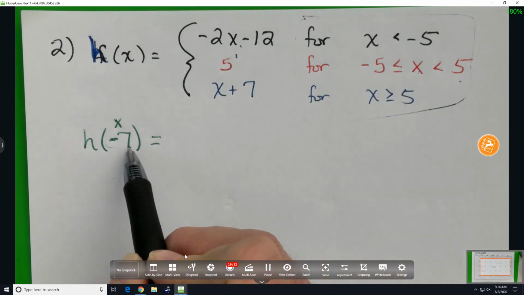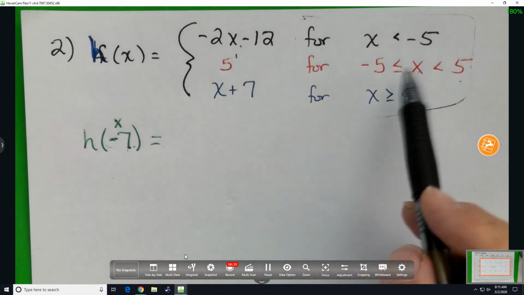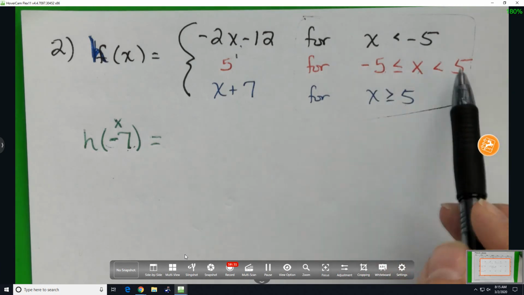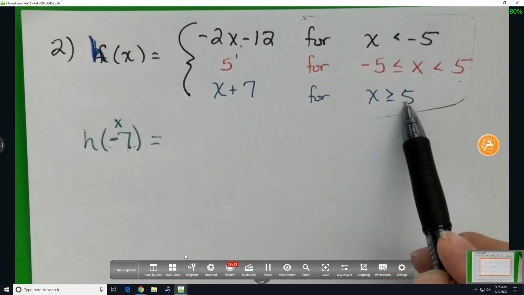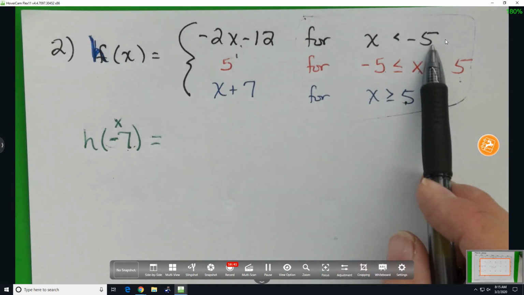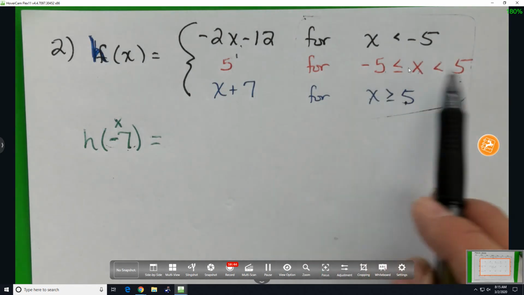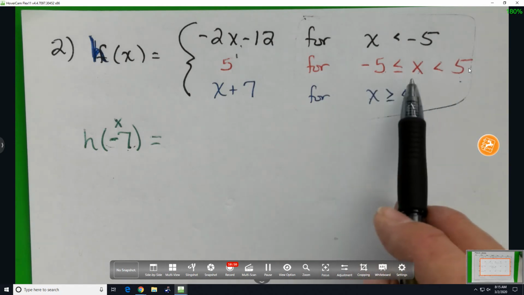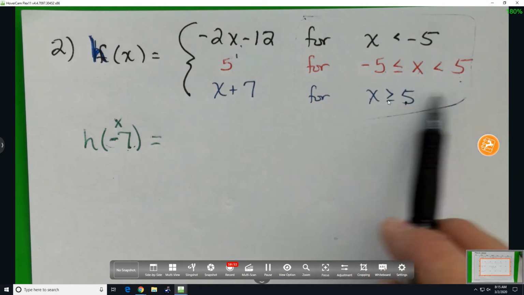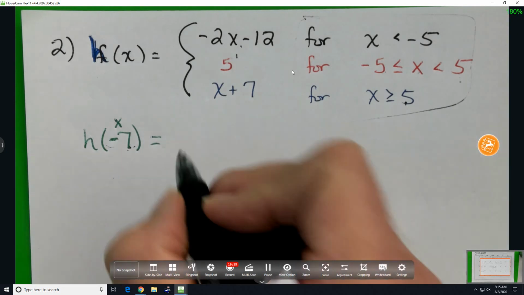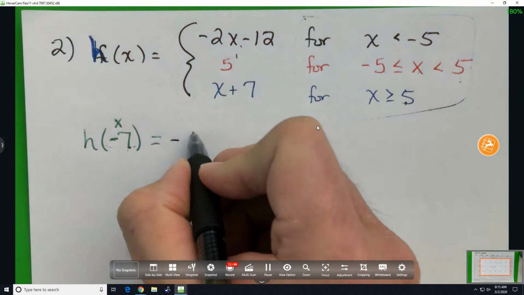Here's my x value, -7. Is it smaller than -5, between -5 and 5, or is it bigger than 5? Which one? Is -7 less than -5? Is that where it is? It's not between -5 and 5. What's between -5 and 5? -5, -4, -3, -2, -1, 0, 1, 2, 3, 4, 5. Or bigger than 5. So which one are we thinking we're going to plug it into? Just that first one, the black one.